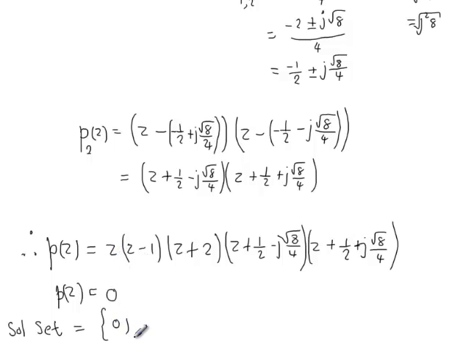I think, 0, then 1, 2, minus half plus J square root of 8 over 2, minus 2, minus J square root of 8 over, sorry, is it over 2 or over 4? So why do you let me write wrong things?